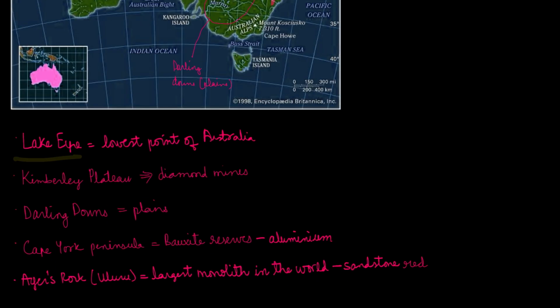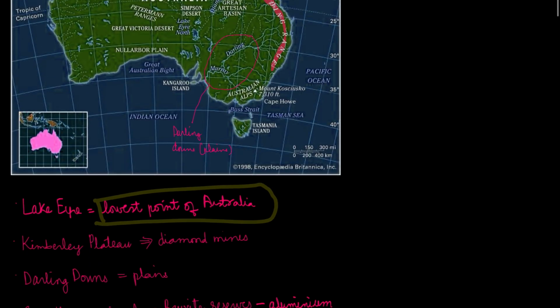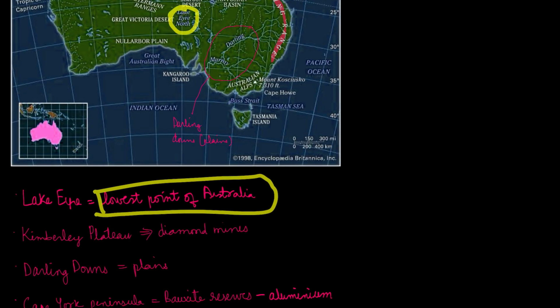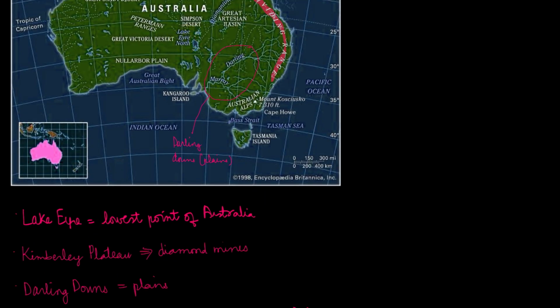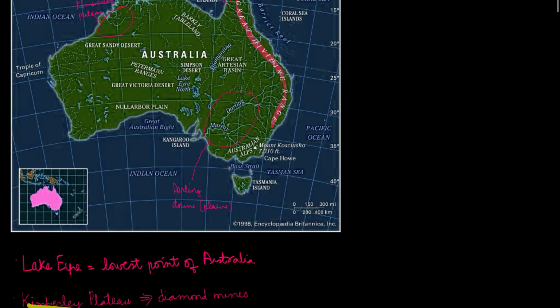There is also Lake Eyre. Lake Eyre is the lowest point of Australia. This is Lake Eyre. This is the lowest point of Australia. The Kimberley Plateau, which we've discussed over here, is famous for the diamond mines.